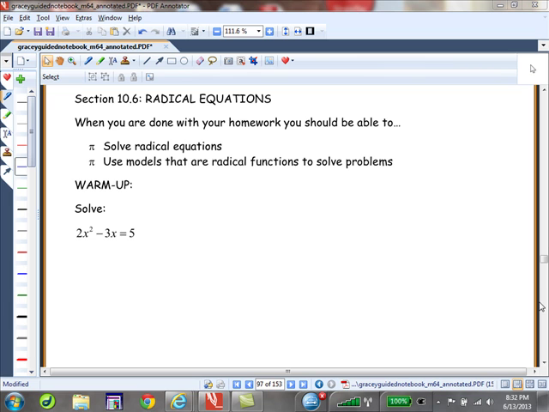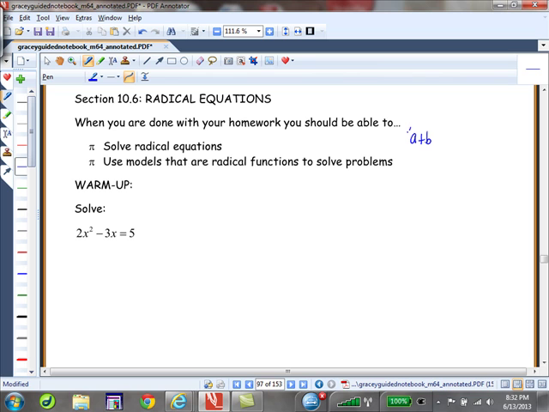Okay, so in 10.6 we move now to radical equations. As I mentioned before, we're going to be using the formula for squaring a binomial sum and a binomial difference. So you're going to need to get used to that. That is how I will show these problems. So if you need to look that formula up, please do. I can also write it up here again if you need to reference it.